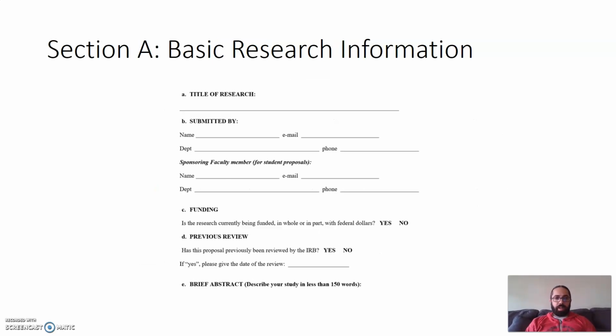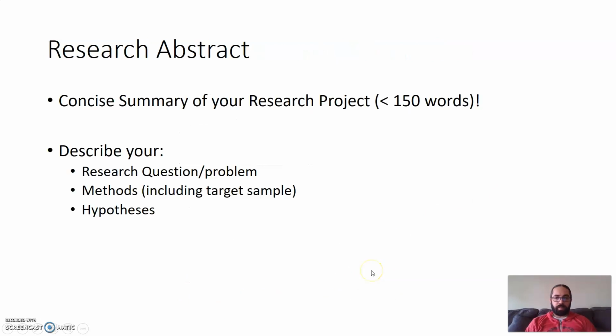The first section of the IRB application just requires you to fill out basic information about your research project: enter a title, enter your name and contact information. If you're a student, you should enter the name and contact information of the faculty who are sponsoring your research. You need to specify whether your research is being funded with federal dollars. Also specify whether your IRB has been reviewed previously. And lastly, provide a brief abstract that describes your study.